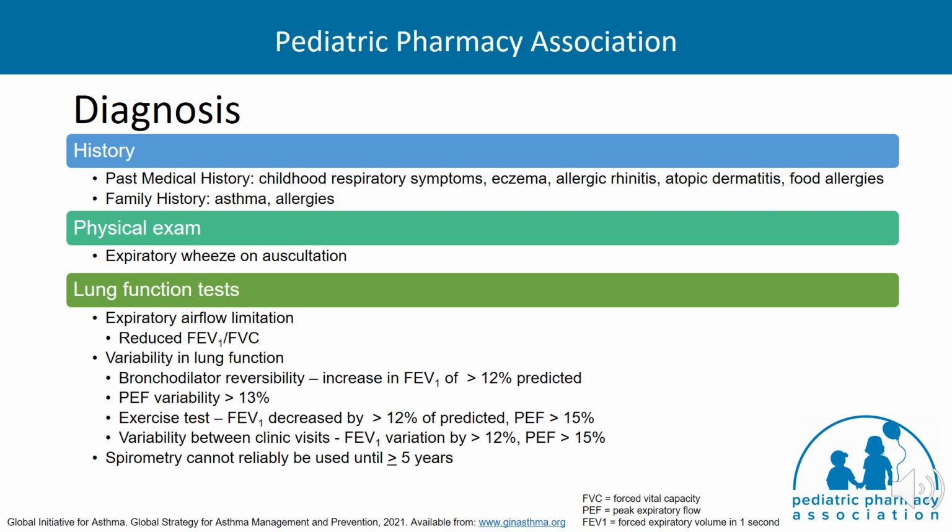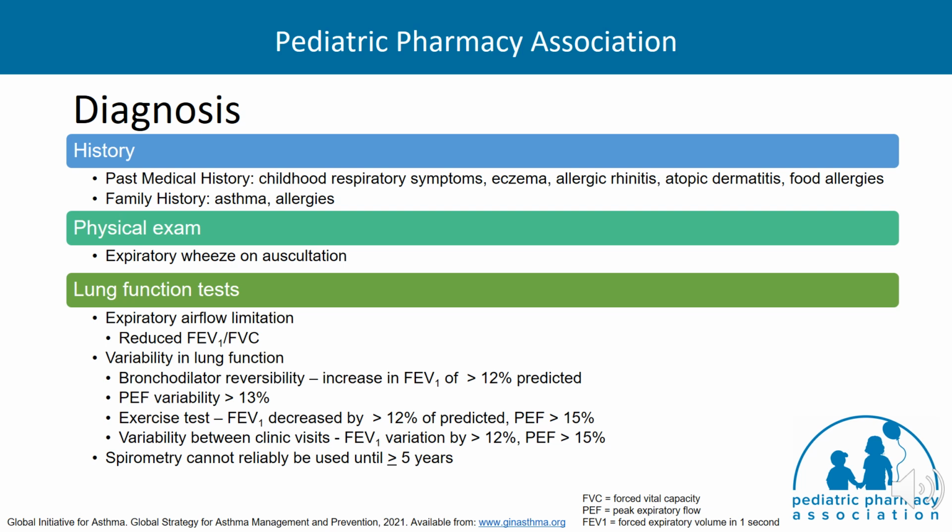Next is variability in lung function tests. First, we have the bronchodilator reversibility, which is based on the relative change in FEV1 from the baseline value. So if there's an increase in FEV1 in patients 12 years or older with a greater than 12% change in FEV1, or an increase in FEV1 greater than 15% in patients younger than 12 years of age.